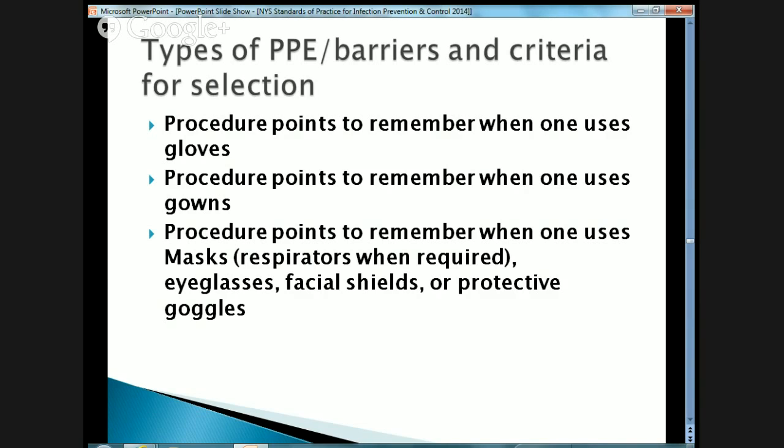And someone's coming in, and they're coughing, and you don't know what it is, and they don't have night sweats, so you might want to consider using a mask so you have some type of protection.